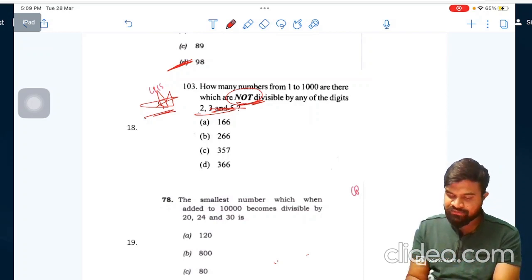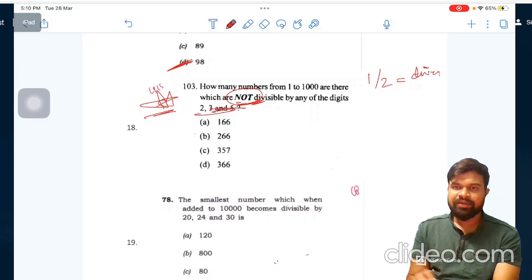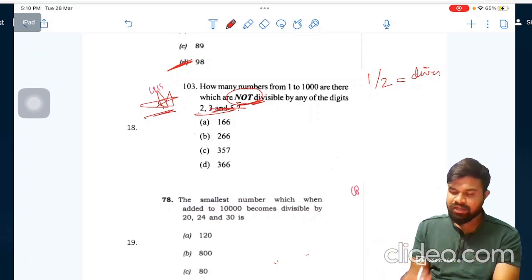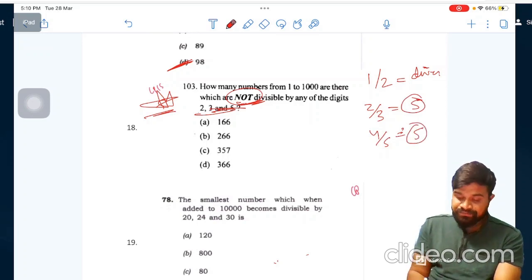By common sense, one out of every two numbers is divisible by two. One is not divisible, two is divisible, three is not divisible, again four is divisible. Half of the numbers are even, half of the numbers are odd. Similarly, two out of three numbers are not divisible by three, and four out of five numbers are not divisible by five. For three, for five. This is what we are doing now.